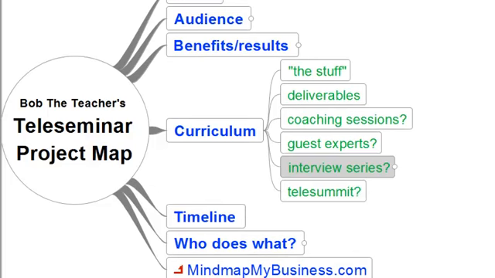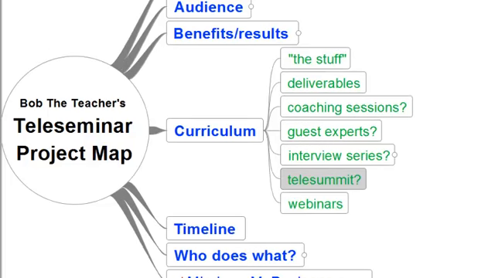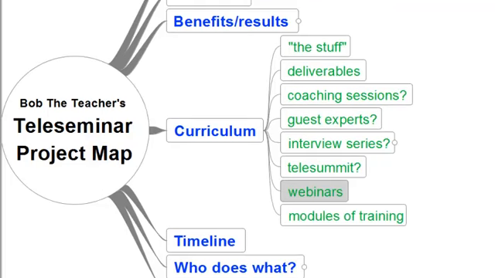Maybe you're actually going to do a telesummit where you have a bunch of guests in a short period of time. Maybe you want to make sure that you're speaking to folks in the form of a webinar instead of just in a teleseminar. And perhaps you're doing this in the form of a course, long term, maybe a 6-week course where you meet once a week for training and then once a week for Q&A calls.